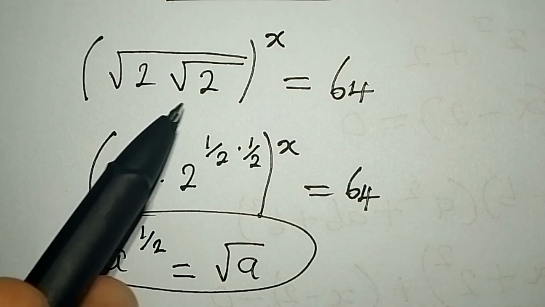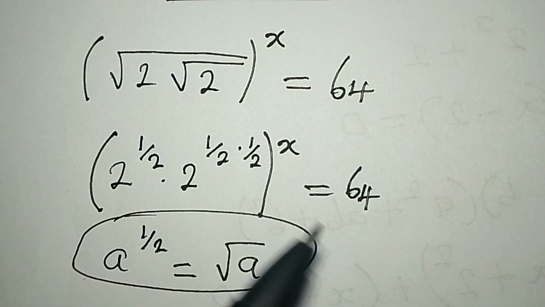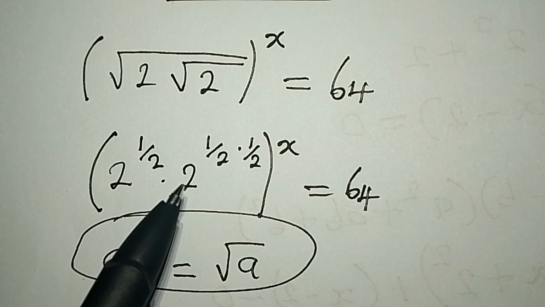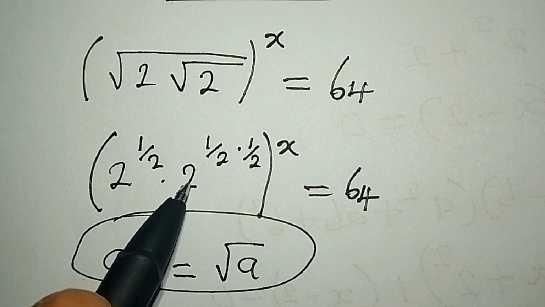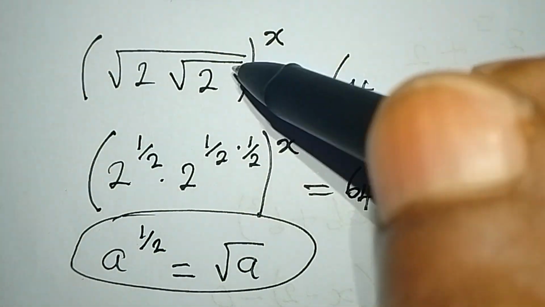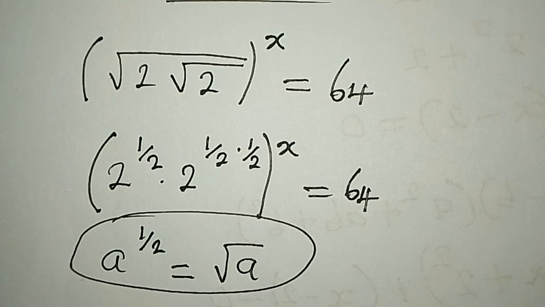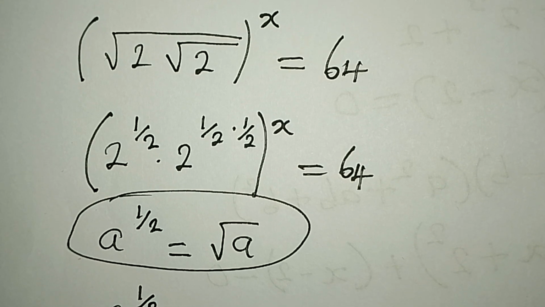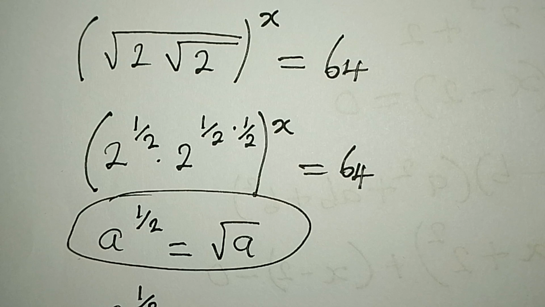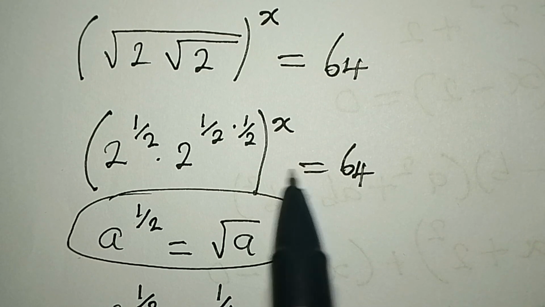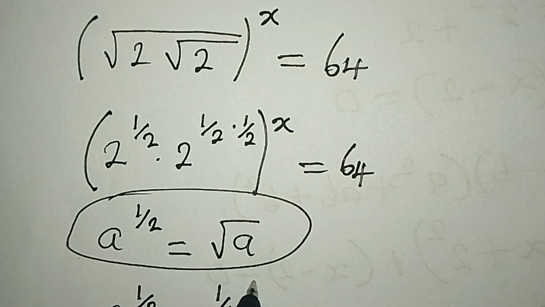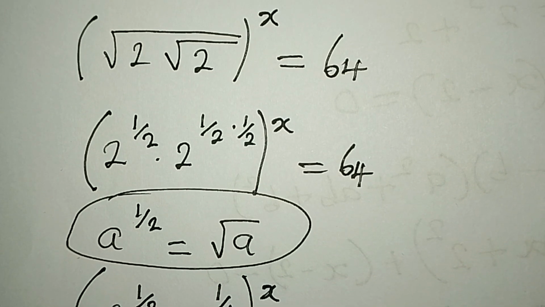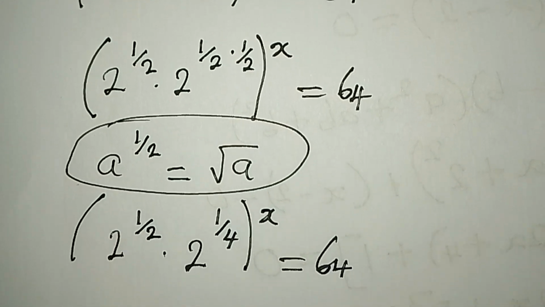And now, because this 2 is under 2 square root signs, I have to multiply the powers by half. Like I have to have 1 over 2 in two places because it's under 2 square root signs. Now to continue from here, I'm going to have 2 to the power of 1 over 2 multiplied by 2 to the power of 1 over 4, because 1 over 2 times 1 over 2 will give 1 over 4. This is to the power of x and is equal to 64. So this is what I have.